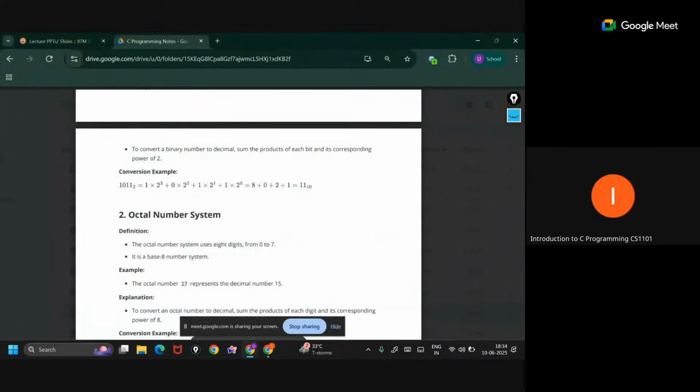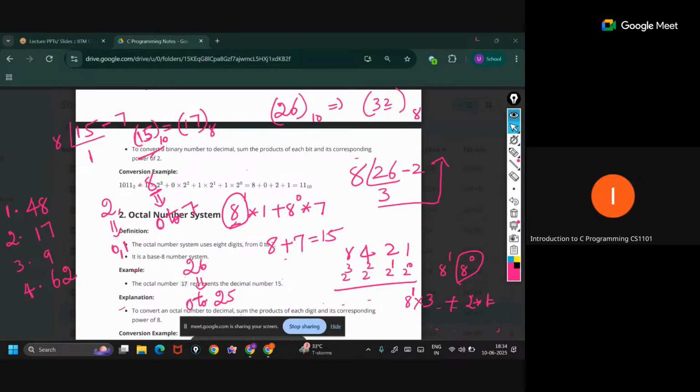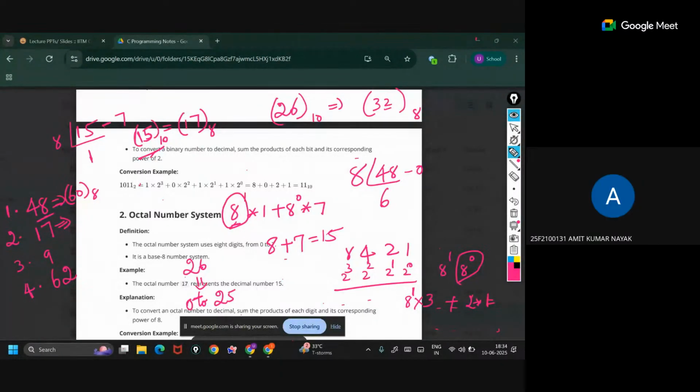Okay. So I have to convert to octal and these are the numbers, right? For 48, what has to be done? I'll divide it by 8. 6 8s are 48, remainder 0. So the answer is 60 to the base of 8. How about 17? Two and one. Yes, 2 8s are 16 and remainder is 1.